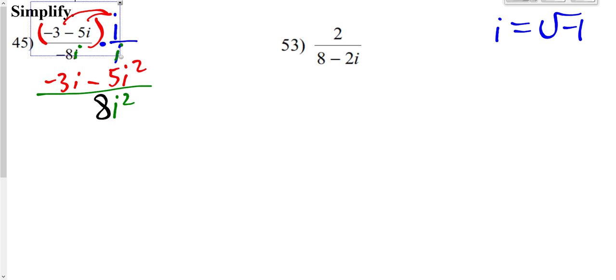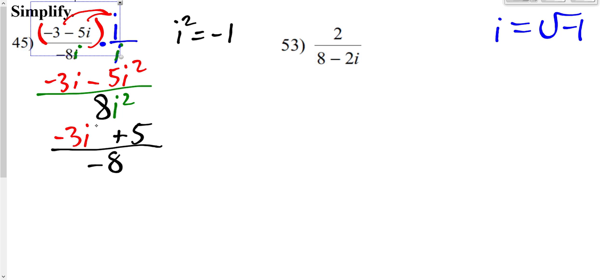Now, remember from earlier that i squared is negative 1. So when we look at the bottom, that green i squared is a negative 1 times that 8 is a negative 8. Also on top, that red i squared is a negative 1 times that negative 5, which was really plus 5. And then I'd have that negative 3i.